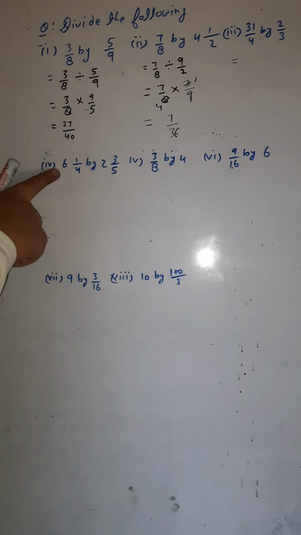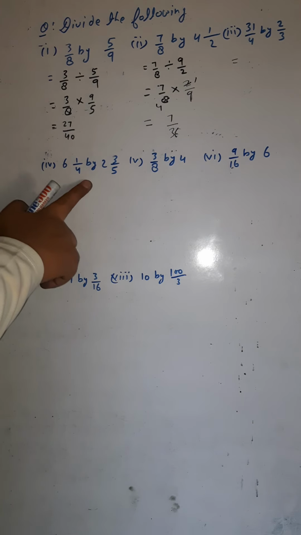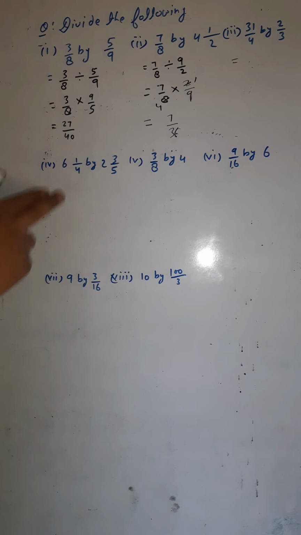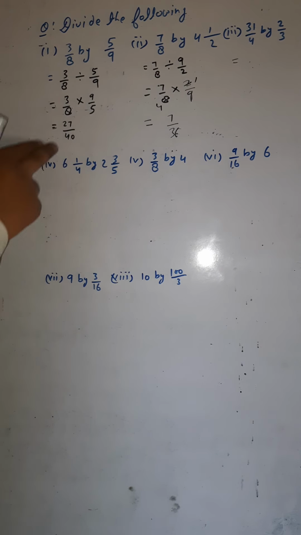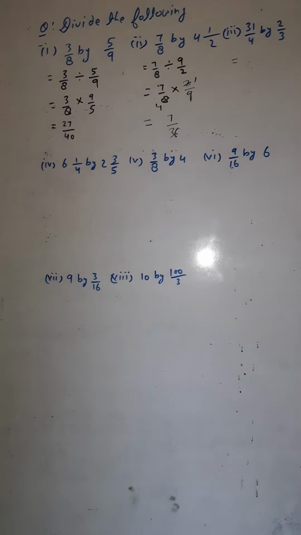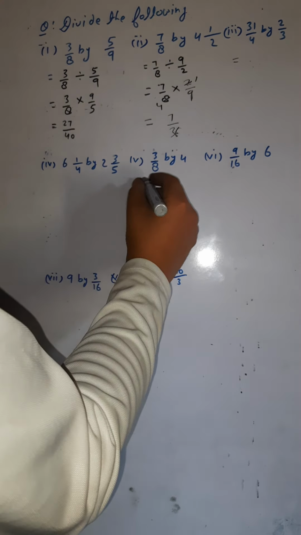Next question. 6 whole 1 by 4 is to be divided by 2 whole 3 by 5. You can do it on your own also. Can you do it now? Yes, because it is given in mixed fraction, first you change it into the improper one. Then later on you divide the way we have done the previous questions. Okay, let me tell you this one question.